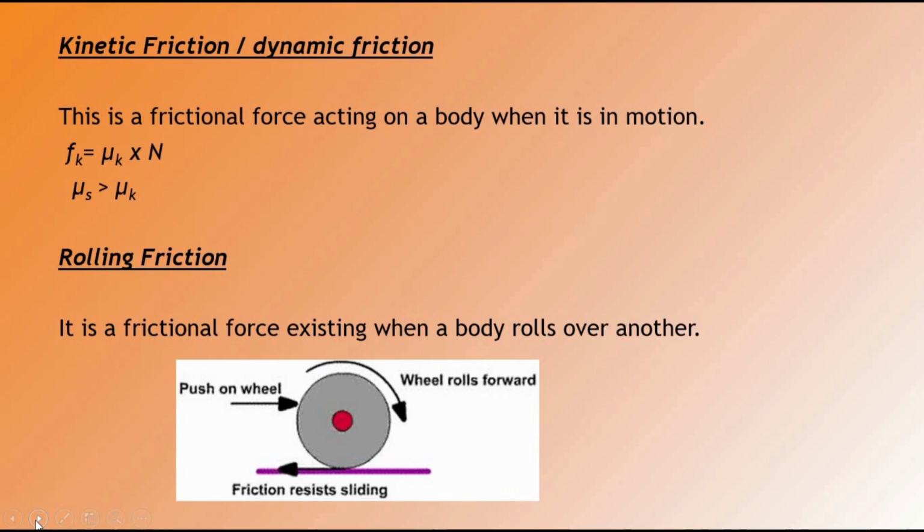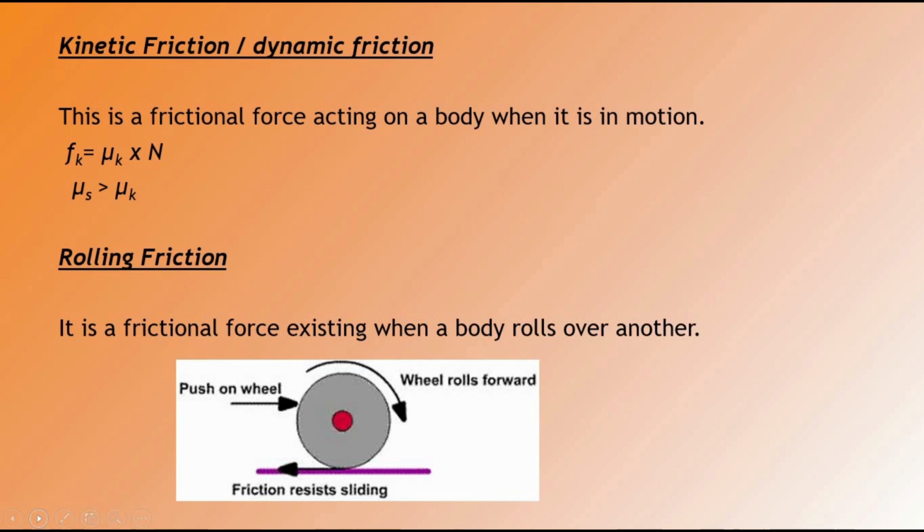Next, kinetic friction or dynamic friction. This is the frictional force acting on a body when it is in motion. Fk is given by mu k, which is the coefficient of kinetic friction, into the normal of the body. Now, mu static is greater than mu kinetic. This is because until the limiting friction is reached, friction keeps increasing, and when the body starts moving, there's a sudden small drop in the friction, which gives you the kinetic friction. So, mu kinetic is less than mu static.